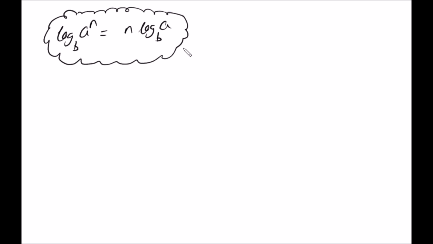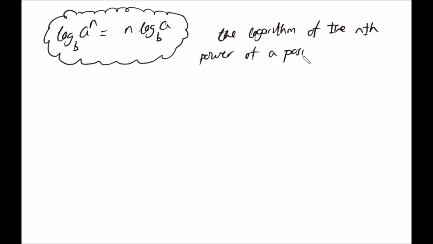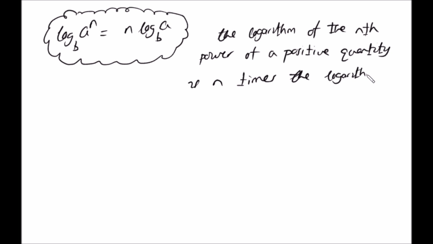So it says that the logarithm of the nth power of a positive quantity is n times the logarithm of the quantity. Kwa hiyo ndo law yetu ya 5, law 5.